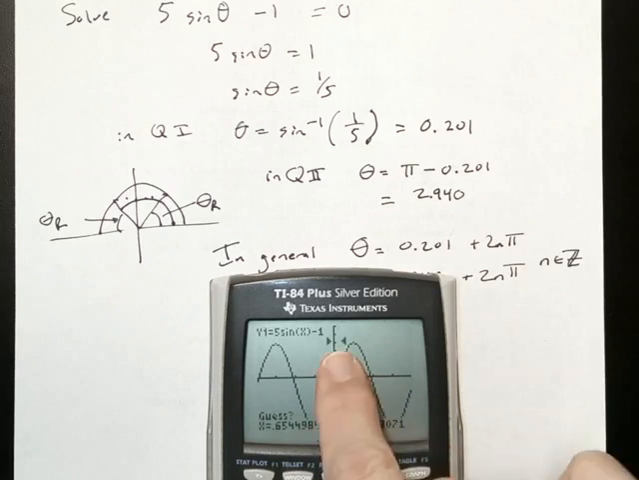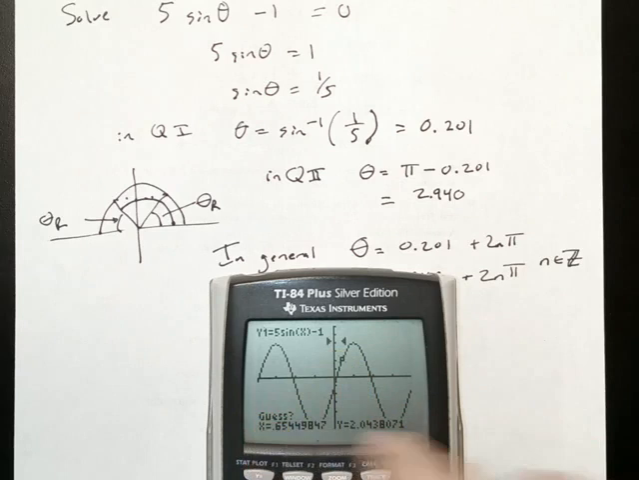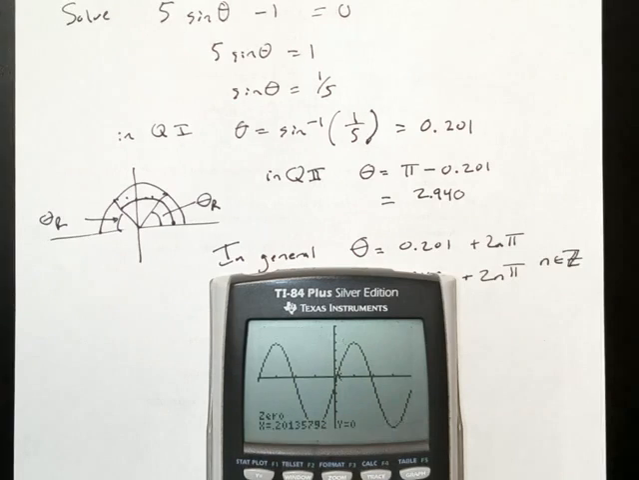I hit enter again, and it says, okay, I'm going to look between those 2 flags. Give me a guess where you think I should start. So we get close to where we think we should start. Hit enter a 3rd time. 0.201. Make sure the other one is 2.94, not 2.940.